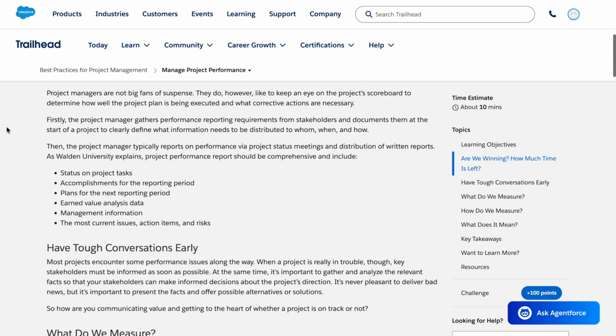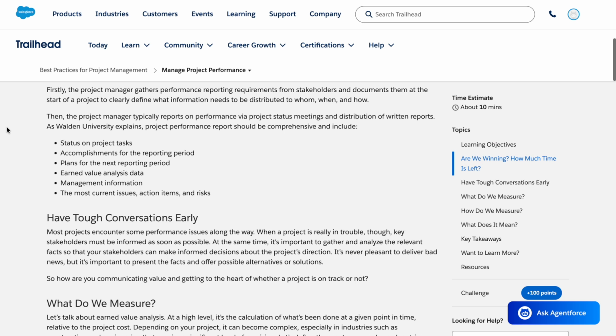Firstly, the project manager gathers performance reporting requirements from stakeholders and documents them at the start of a project to clearly define what information needs to be distributed to whom, when, and how. Then, the project manager typically reports on performance via project status meetings and distribution of written reports. As Walden University explains, a project performance report should be comprehensive and include status on project tasks, accomplishments for the reporting period, plans for the next reporting period, earned value analysis data, management information, the most current issues, action items, and risks.